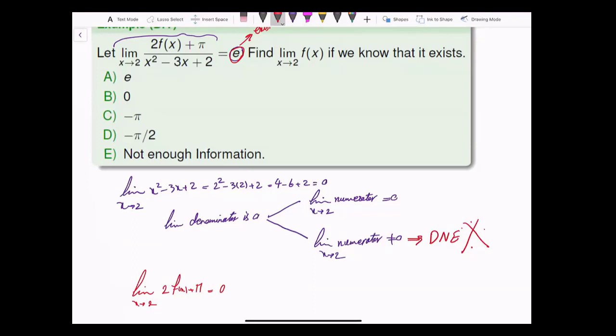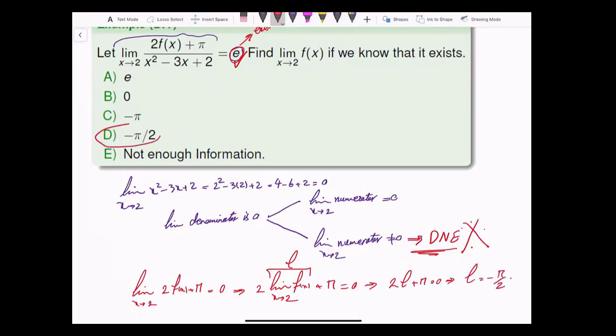If it is not 0 over 0, we are in trouble. It should be "does not exist." But since we know it exists, definitely the limit of the numerator is going to be 0. As a result of that, since we know that the function has a limit, we can apply the limit laws, and if this is L, we know that 2L plus pi is equal to 0. From that, we know that L is minus pi over 2. So that is why we have negative pi over 2.